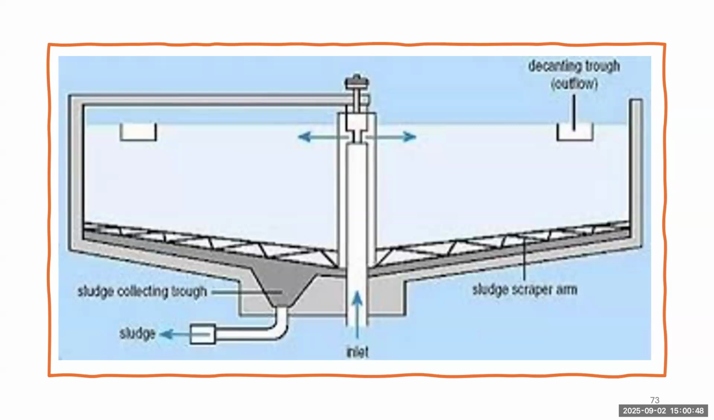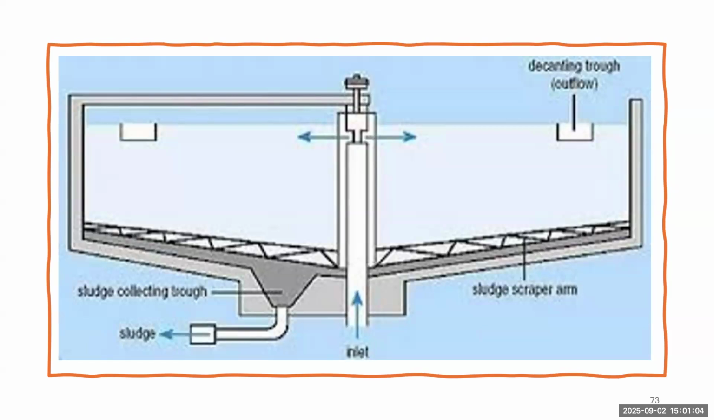And you can see a little bit, this is kind of blurry. I didn't realize how blurry this image was here, but you can see a little image of the sludge collecting scraper arm and the sludge collecting trough, and at the top, the launders that are collecting the water.